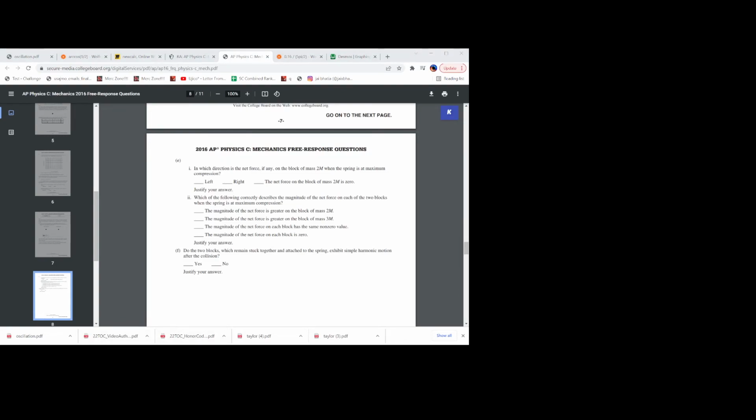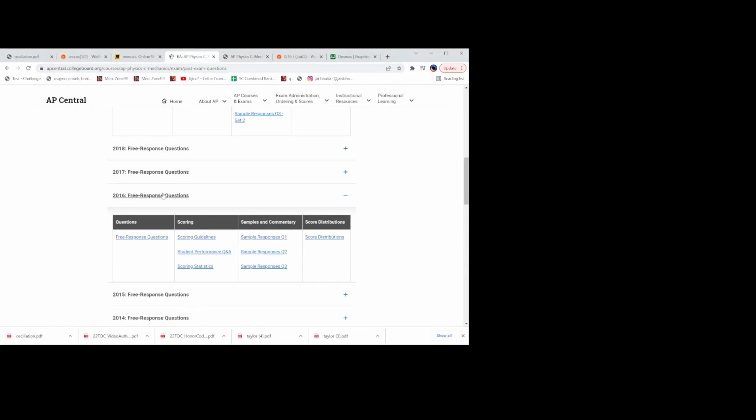2016. I don't even know what would have to be true for that. Interesting to think about though, definitely. So let's have a look. Scoring guideline.